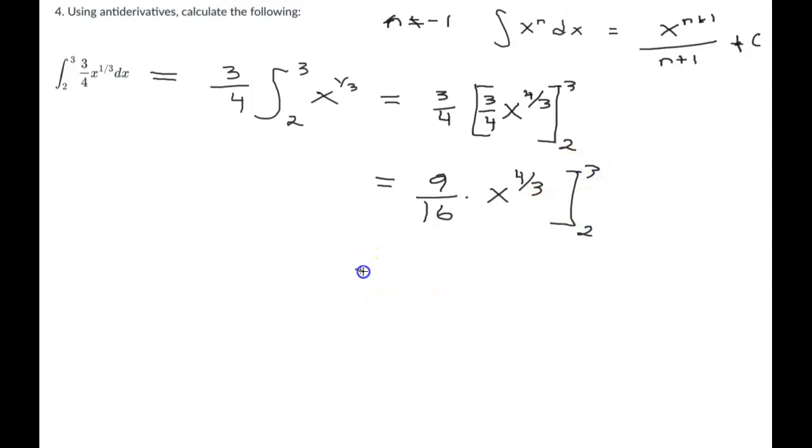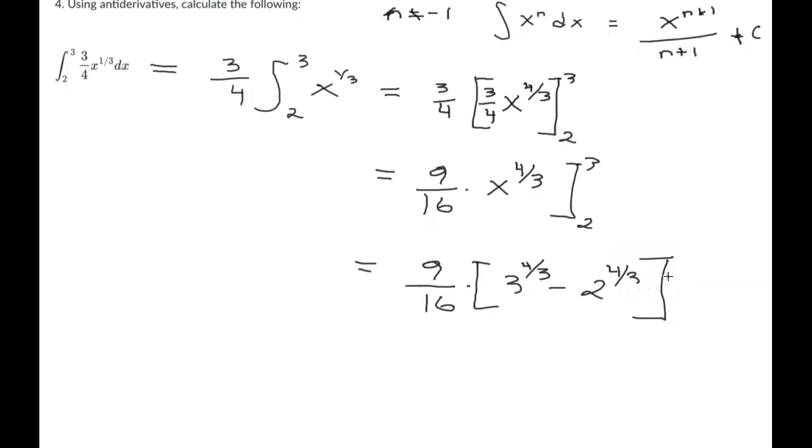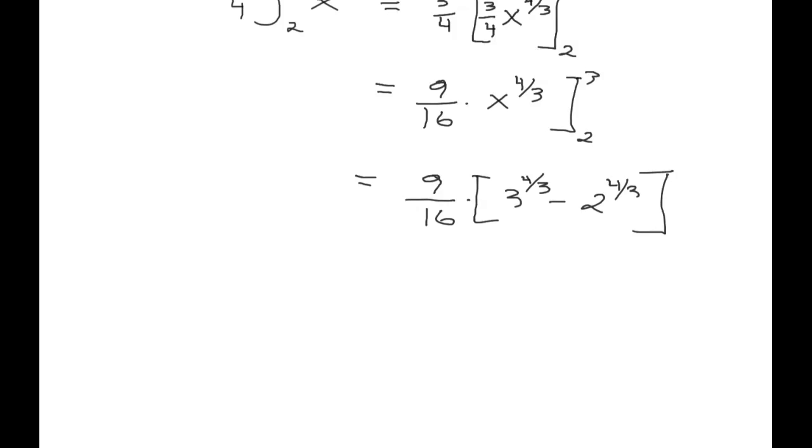Now you could just leave it like this. The next line I'm going to write in would be 9/16 times 3 to the 4/3 minus 2 to the 4/3. This is fine. This would be totally correct. A lot of you left it like this. Some of you multiplied it through and tried to simplify the radicals.